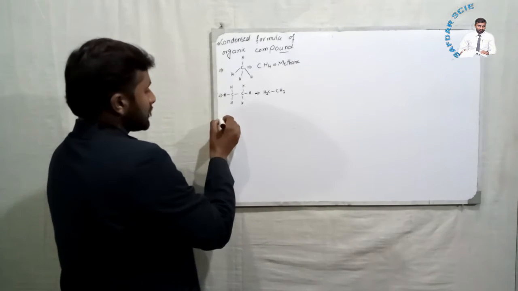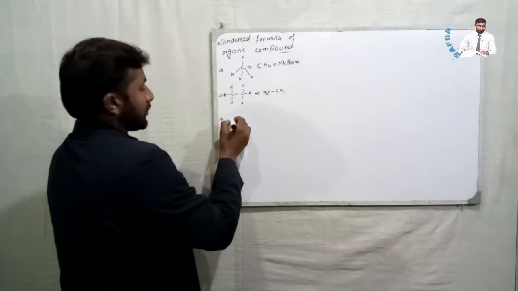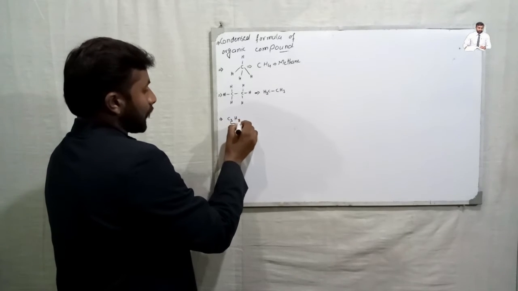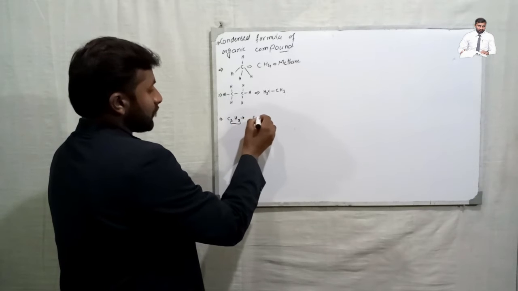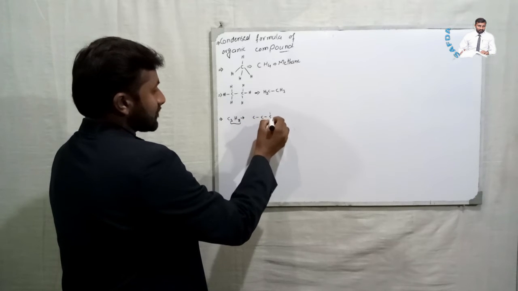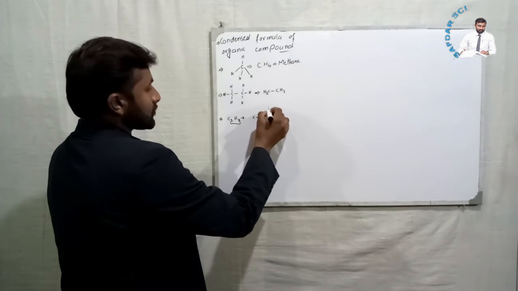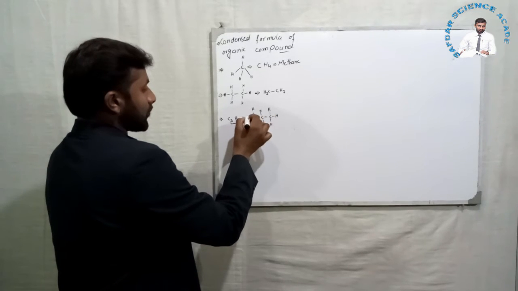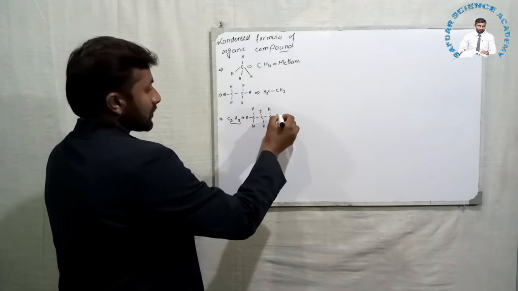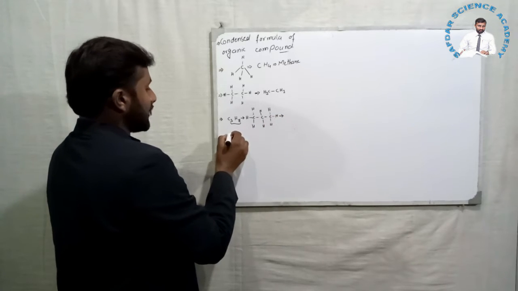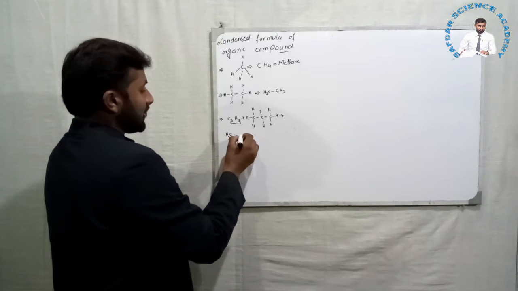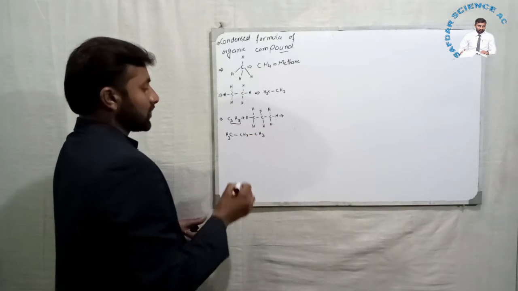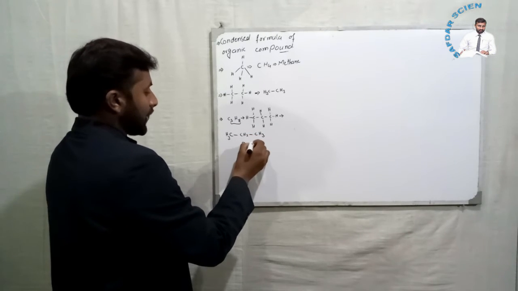And we write the condensed formula of propane, which has the molecular formula C3H8. Write its structural formula: there are 3 carbon atoms attached to each other to form a chain compound, which is the structural formula of propane, and its condensed formula is H3C single bond CH2 single bond CH3. That is known as propane.